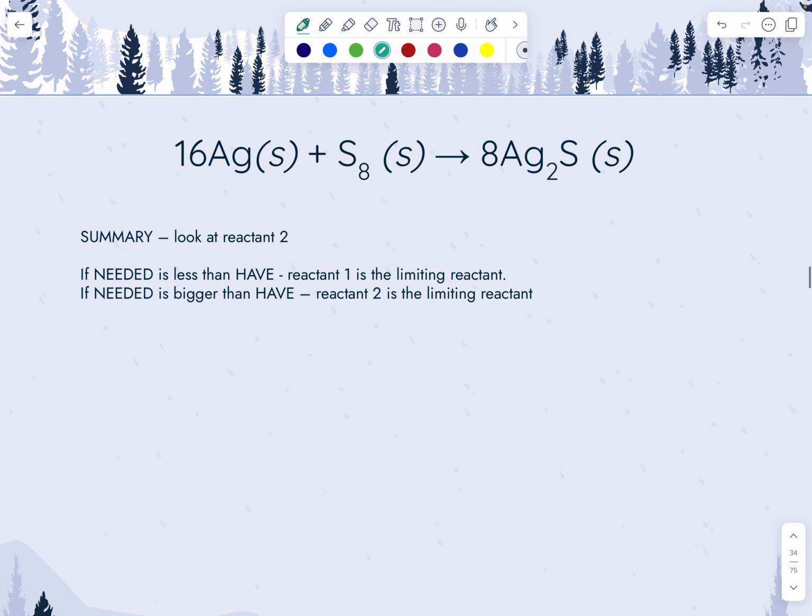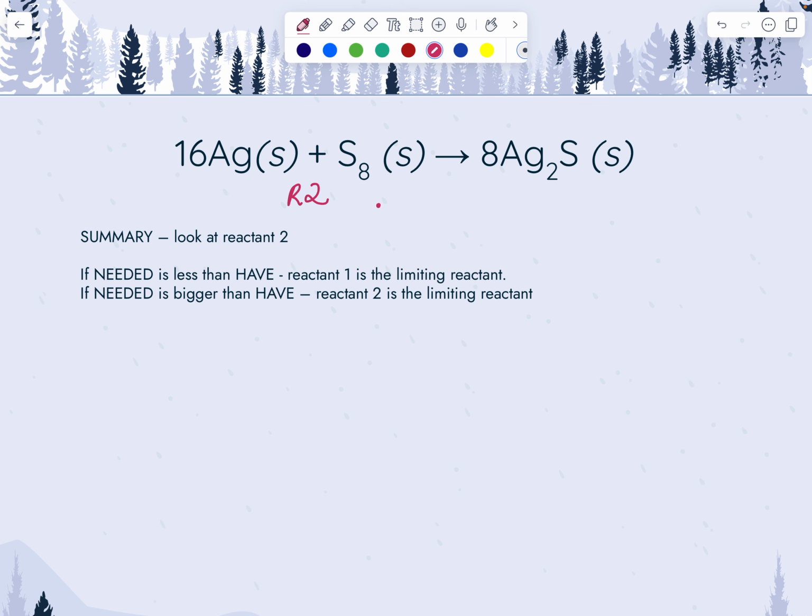So here's sort of the summary, right? If needed is less than have, reactant 1 is the limiting reactant. If needed is bigger than have, then reactant 2 is the limiting reactant. So what was it in this case, right? We're always comparing reactant 2. We're comparing S8.